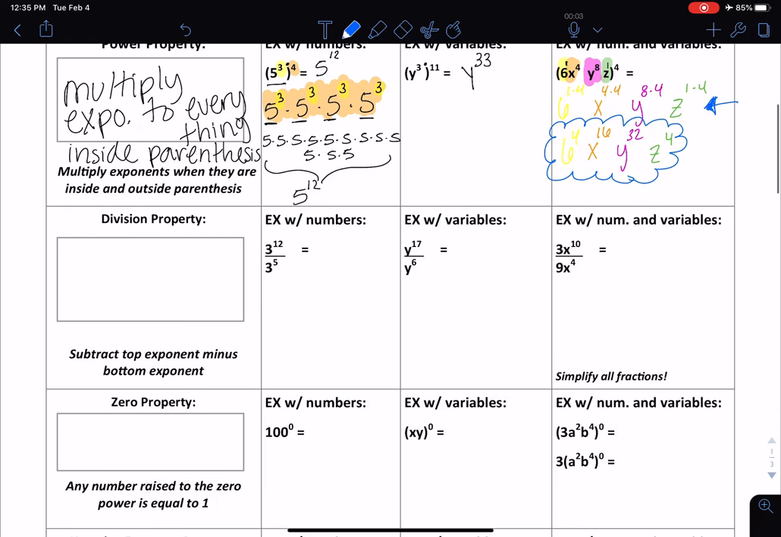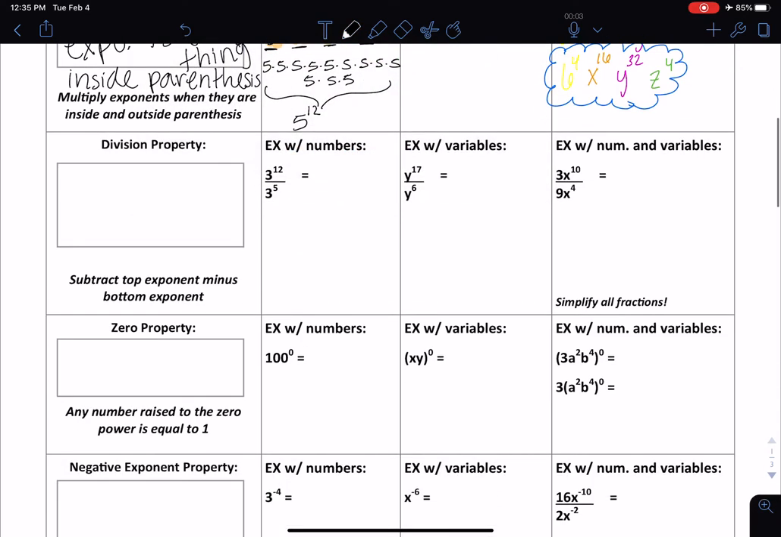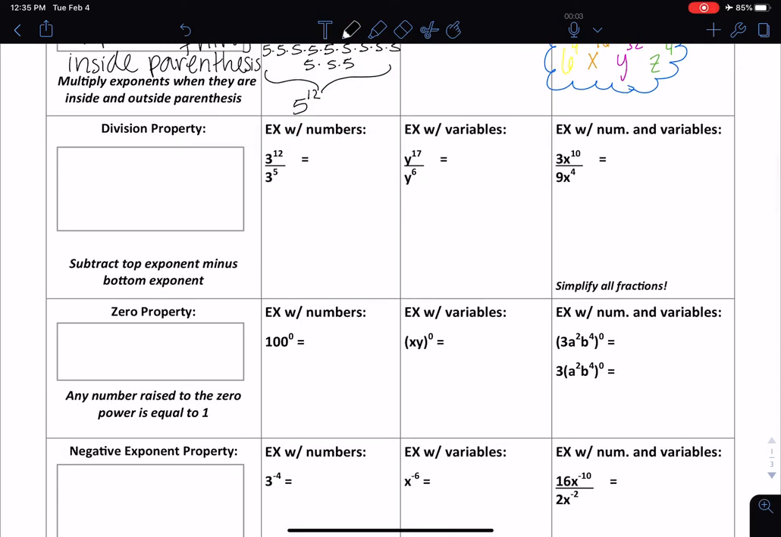Okay, next property is called the division property. So our first example, we're going to start off by expanding. And we're going to take the numerator and the denominator one at a time. Okay, so on the top of my fraction, I have 12 3's. So I have 1, 2, 3, 4, 5, 6, 7, 8, 9, 10, 11, 12. Okay, and on the bottom I have 5. 1, 2, 3, 4, 5.